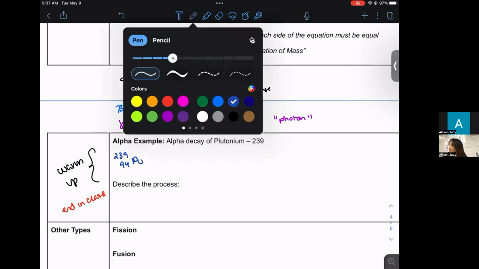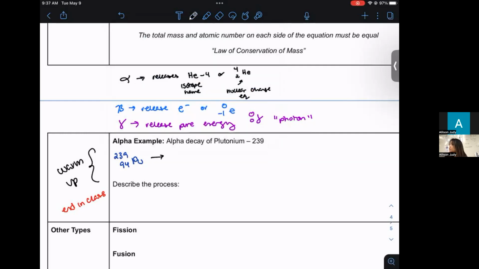Okay, then we say it undergoes alpha decay. If I say I'm doing alpha decay, what does that mean I'm always going to make? Helium-4. So I automatically know one of my products is helium-4. Mass of 4, proton number, identity of 2 that I can find on the periodic table.